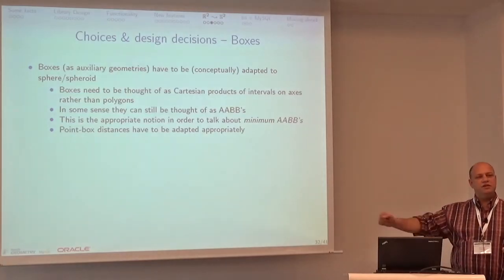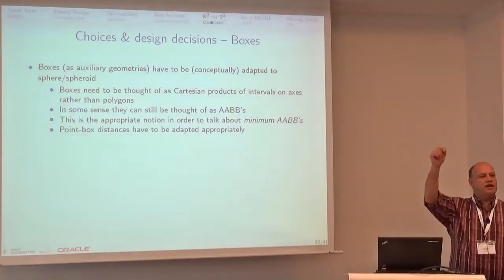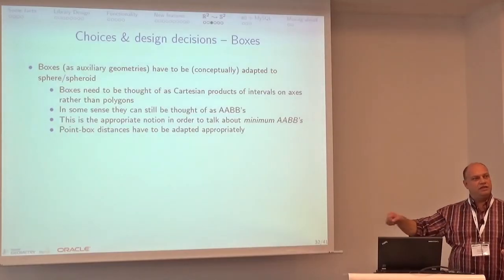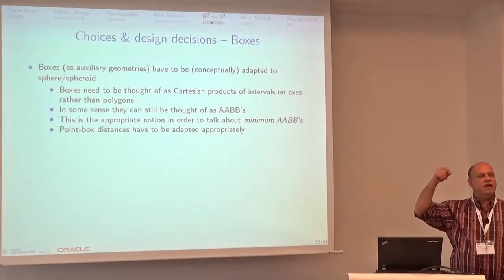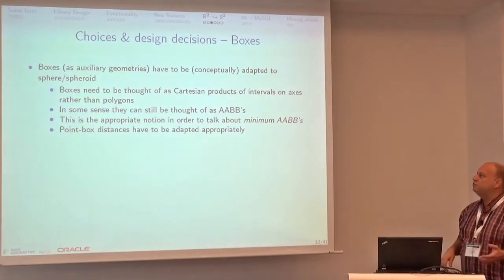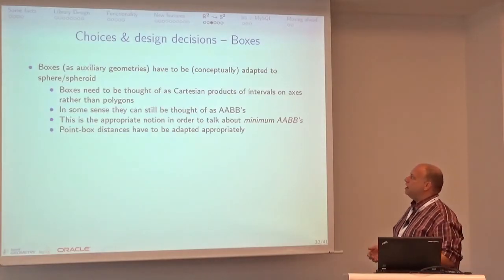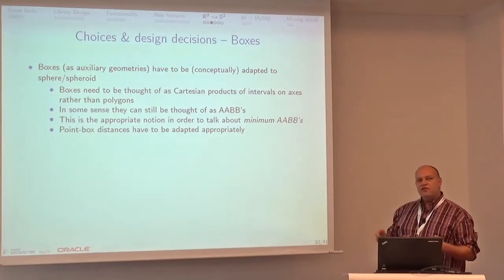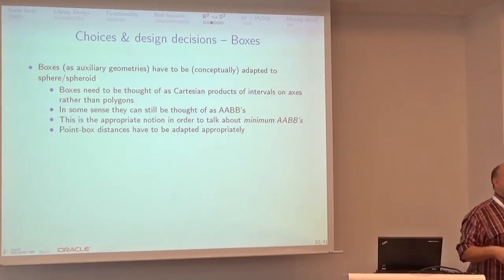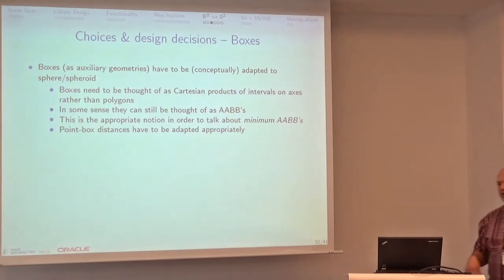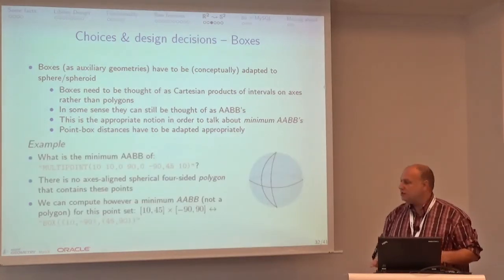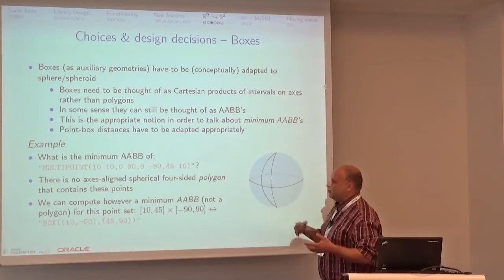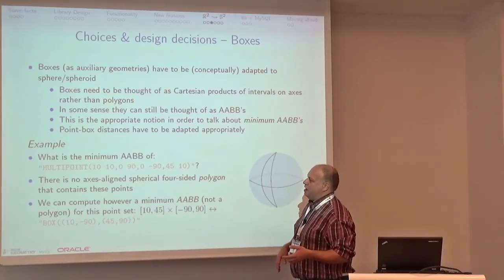So you have an interval on the x-axis, an interval on the y-axis, or an interval on the longitude axis and an interval on the latitude axis, and your box is nothing but the Cartesian product of those. Well, it turns out that in order to do what we want to do on the sphere, thinking of boxes as polygons is not the most convenient thing to do. It's actually very problematic, because we have cases like this where I cannot really define a box as a polygon.